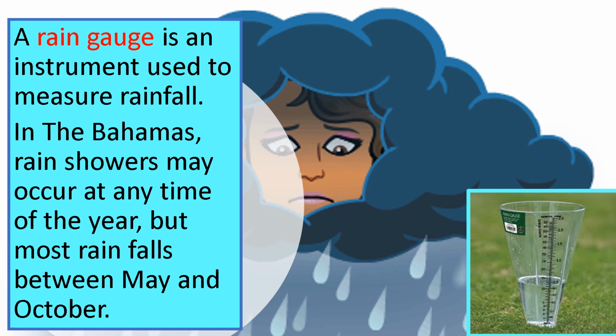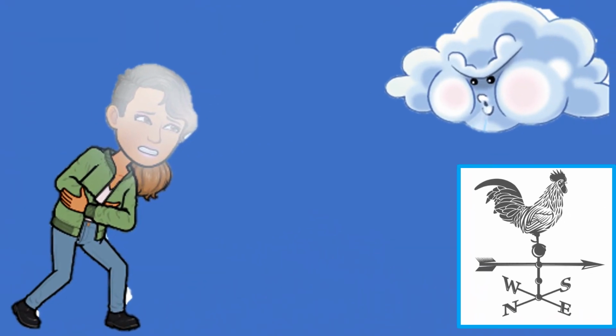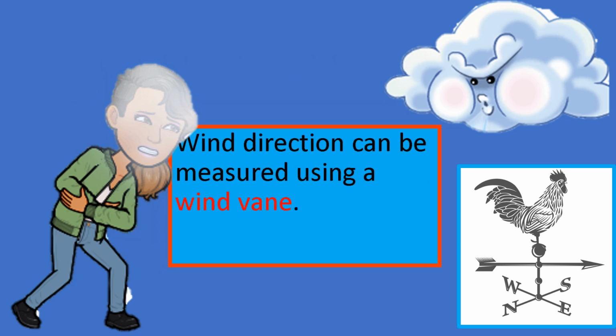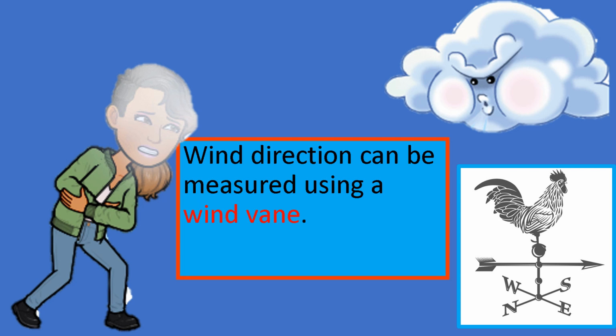Have a look at this instrument. What do you think this instrument is used to measure? Very good if you said wind direction. Wind direction can be measured using a wind vane.